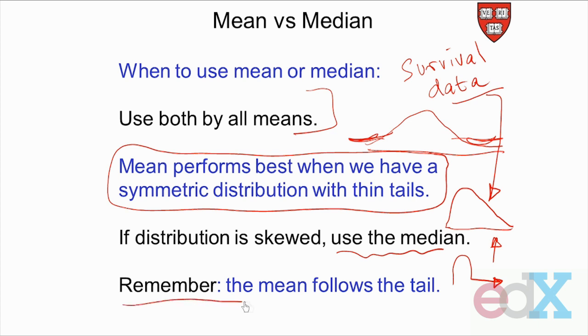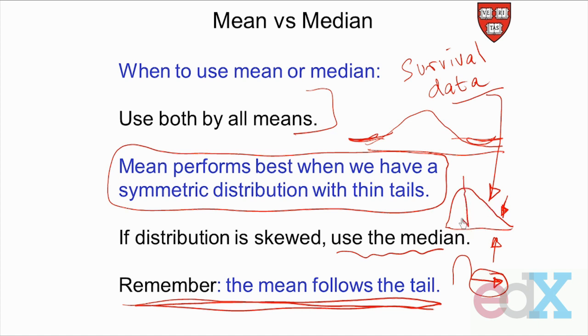Now, just a little tip. Remember, the mean follows the tail. So we call this the tail. The part that gets pulled out, that's the tail. And the mean follows the tail. So in this case, the median might be here, and the mean might be out there. So the mean follows the tail.